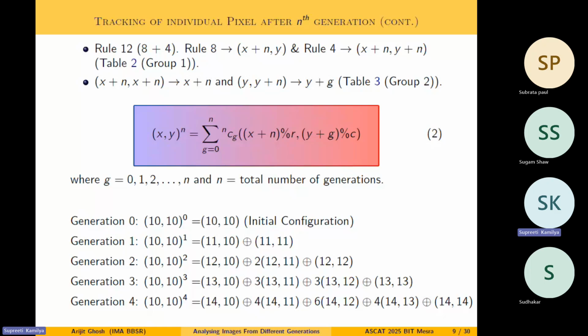It is due to the specific operator, the XOR operator, that the even coefficient terms become 0. Thereby only the odd coefficient terms are reflected in the output image matrix. With the help of this pixel prediction formula, we will be able to know directly, without computing the intermediate generation steps, directly at the nth generation, whether an image will be formed at a particular pixel or not. What are the pixels responsible for the formation of an image?